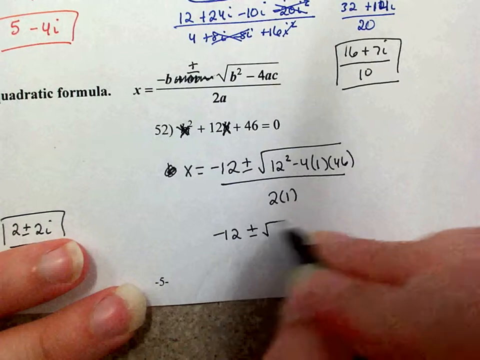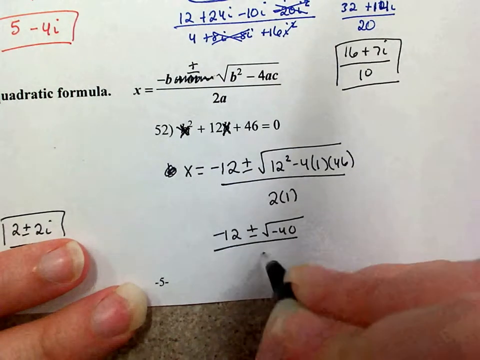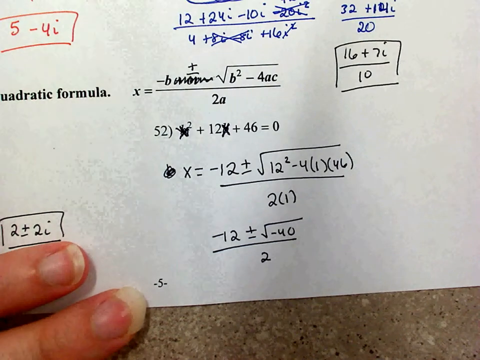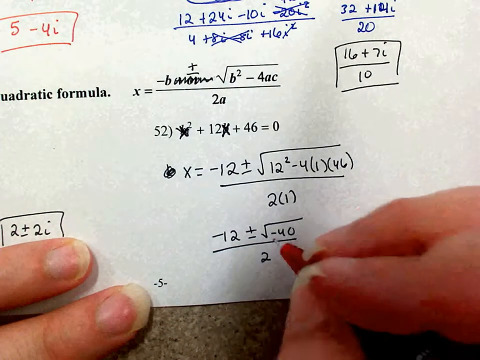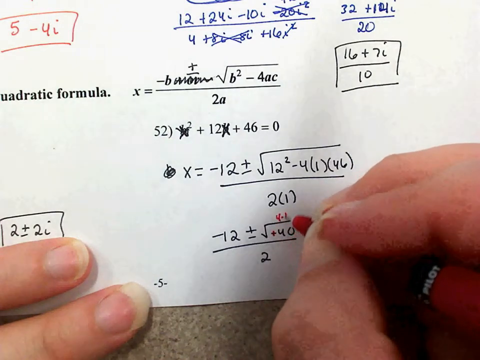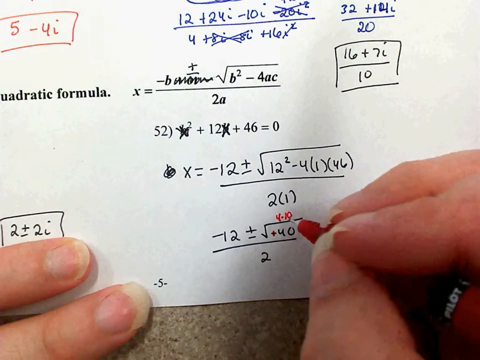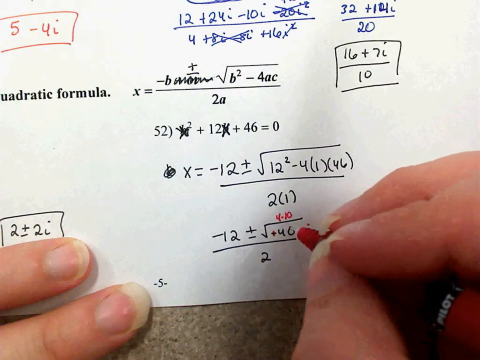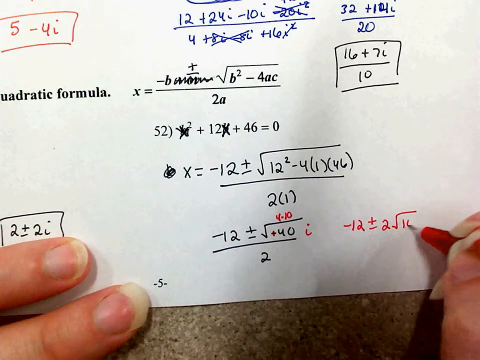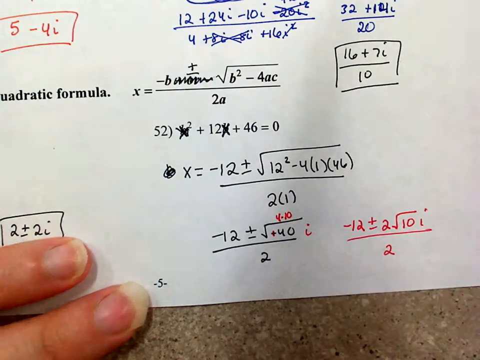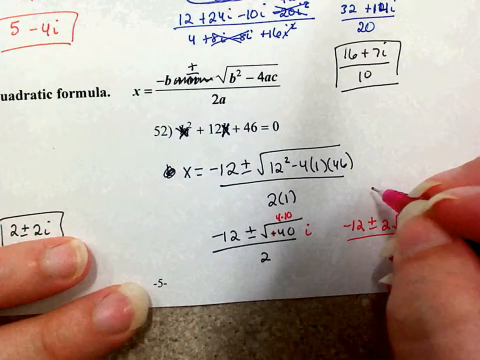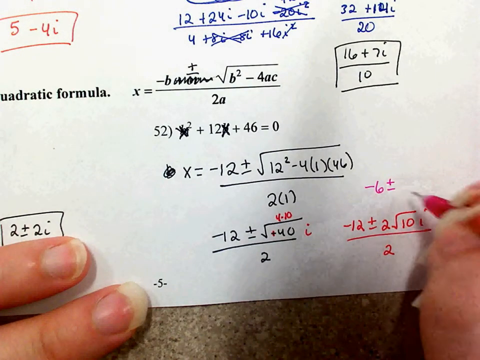Well, okay, I know because of the negative I'm going to have an i on the outside, so I'll make that a positive and put an i. And then I know that 40 is 4 times 10. So the square root of 4 is 2. So I'm going to have negative 12 plus or minus 2 square roots of 10 i all over 2. And since they're both divisible by 2, negative 12 divided by 2 is a negative 6. 2 divided by 2 is 1. You don't need to write it, but I did. And there you go.